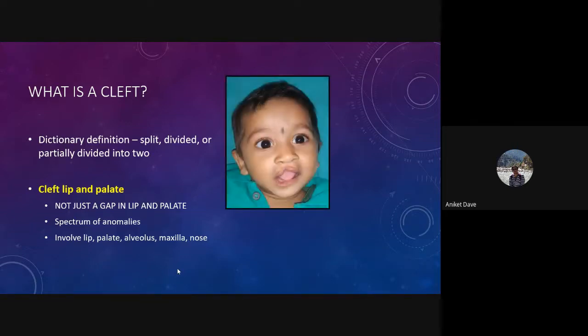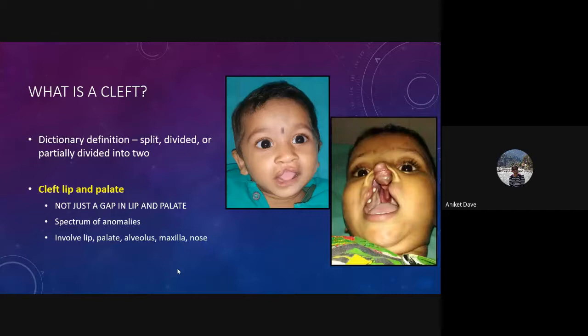It can be something as mild as you see in this image as an incomplete cleft lip, or it can be as severe as a complete bilateral cleft of the lip and the palate. And the deformity not only involves the lip and the palate, it also involves the alveolus, the maxilla, as well as the nose.